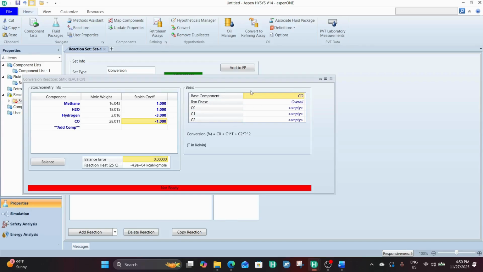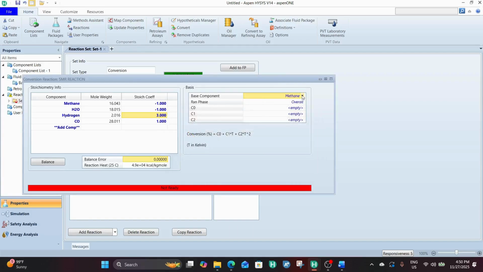Then after specifying the stoichiometric coefficient, we can select our base component, and our base component is supposed to be methane. Where we got the error was with respect to the sign convention. We're going to turn this the other way around: -1, -1, +3, and +1.